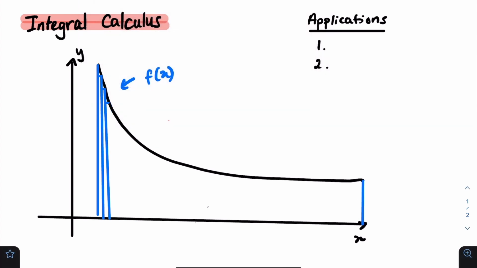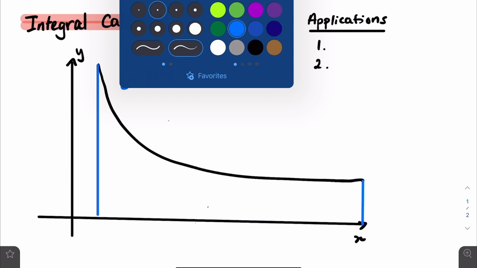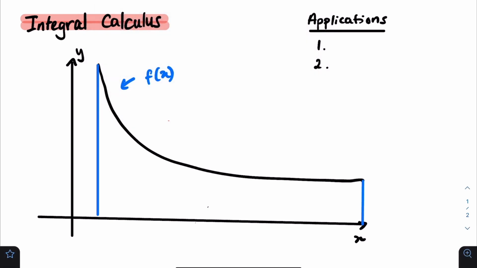So integration uses that principle. It's not so much that we're using distinct rectangles as we are using the idea of the rectangle. So integration is the principle that as we make the width so small that it's practically zero, then we can sum all these rectangles.